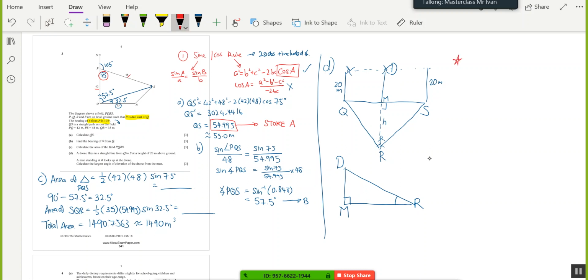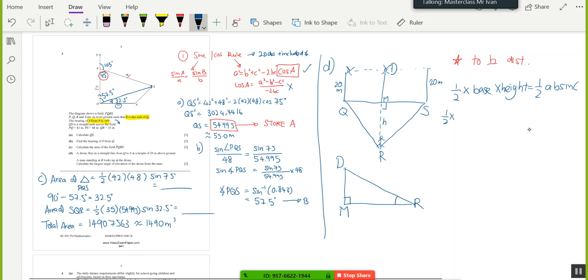Okay, so the concept is to find the perpendicular distance. We always use the two formulas of a triangle: half times base times height, equals half AB sine C. Okay, so we always use this formula.